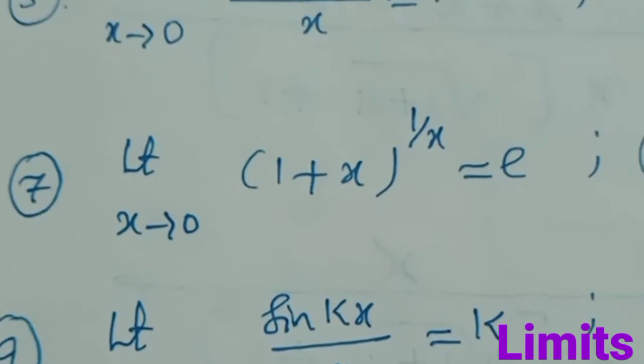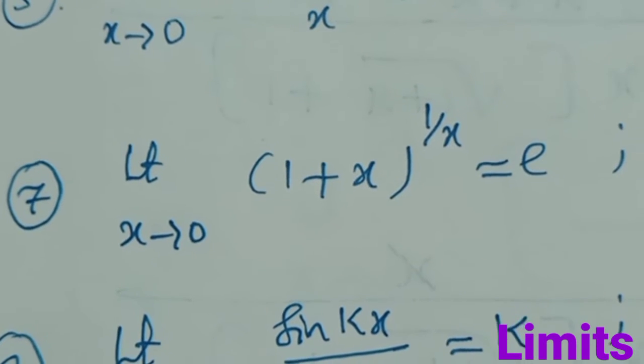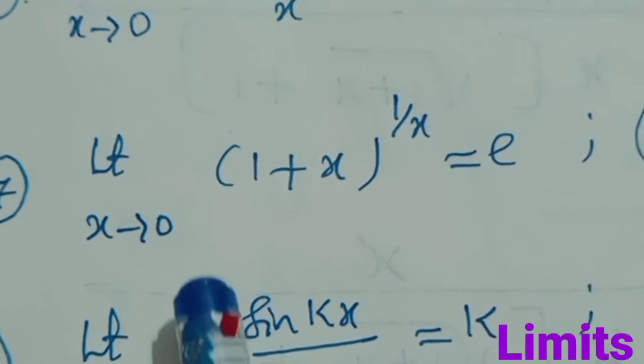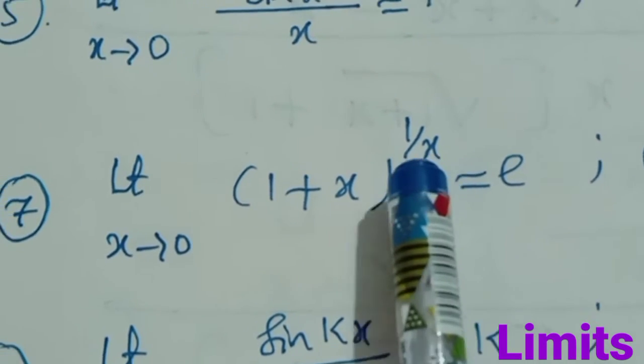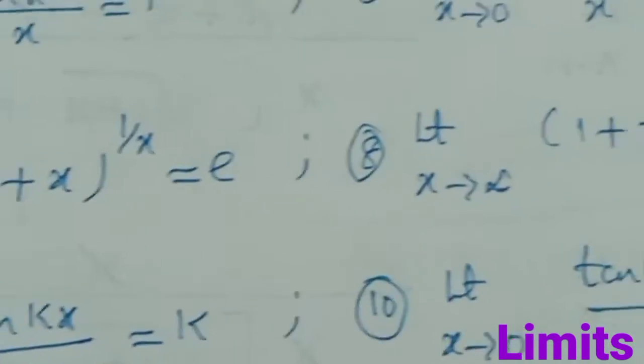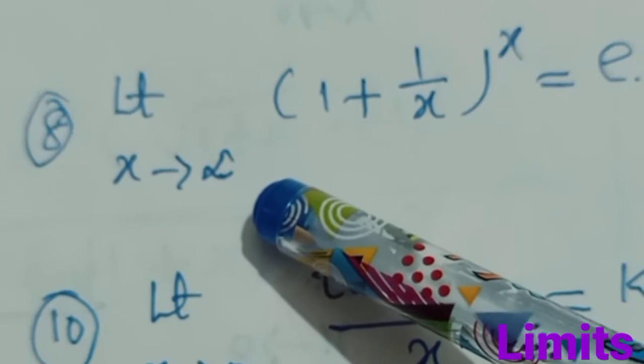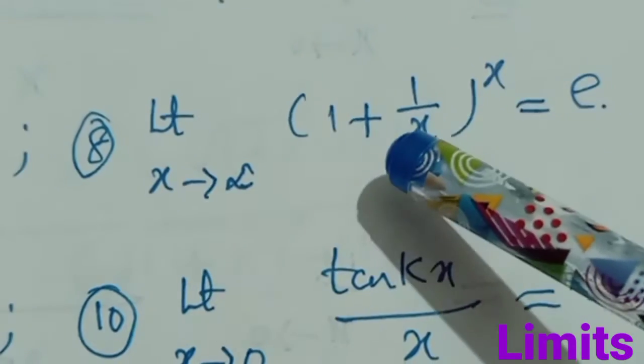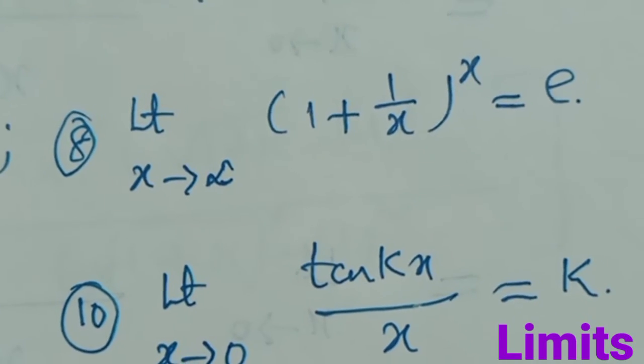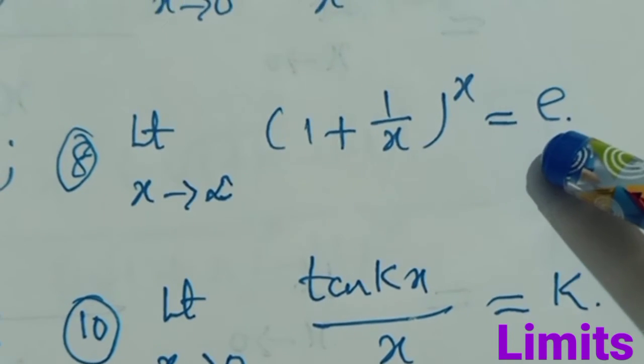Seventh one, limit x tends to 0, 1 plus x whole power of 1 by x, it is equal to e. Eighth one, limit x tends to infinity, 1 plus 1 by x whole power of x, it is equal to e.